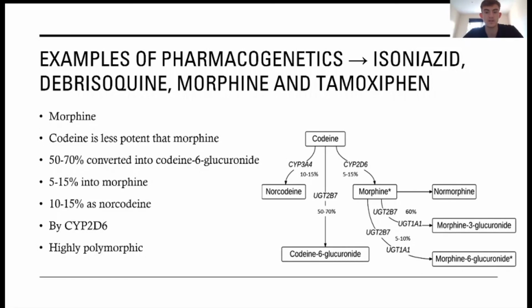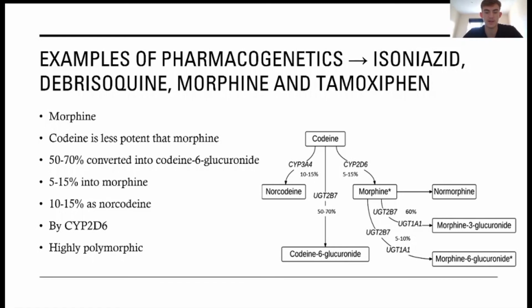And then we talk about morphine. Codeine is less potent than morphine, and this is the pathway. About 10 to 15% goes to norcodeine, 50 to 70% goes to the main metabolite codeine-6-glucuronide, and morphine is about 5 to 15%. So we know that most of the codeine we give people only a little bit will be turned into morphine to relieve pain.